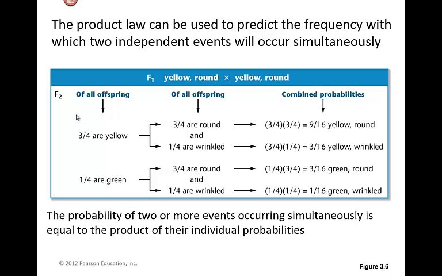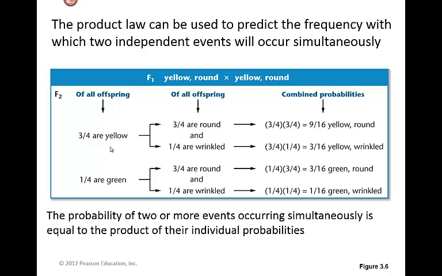In this example, for the color, 3/4 of them would be expected to be yellow and 1/4 of them would be expected to be green. For the second trait, round versus wrinkled, 3/4 of them would be expected to be round and 1/4 of them would be expected to be wrinkled. To calculate how many are yellow and round, you simply multiply these two numbers, 3/4 times 3/4, and you end up with 9/16 yellow and round.